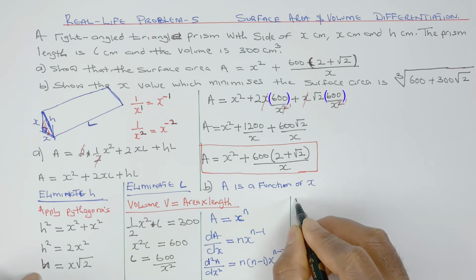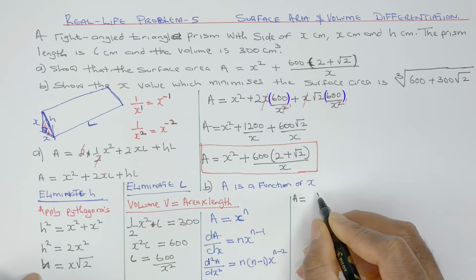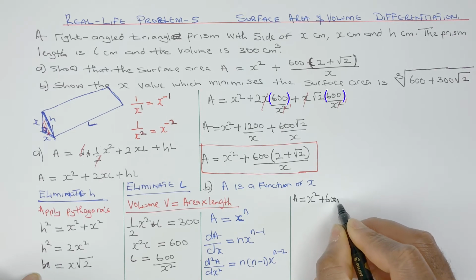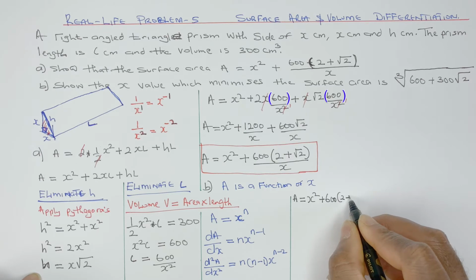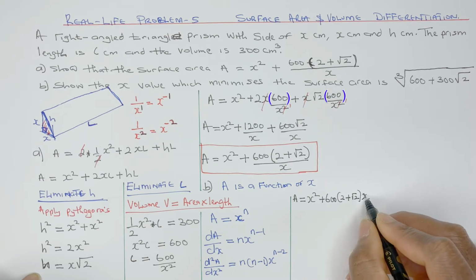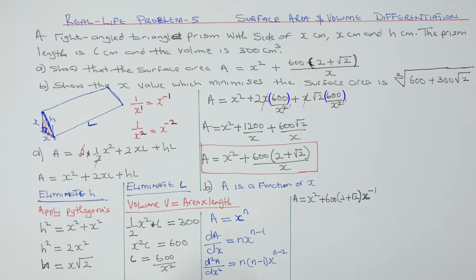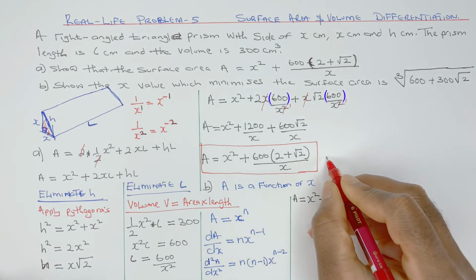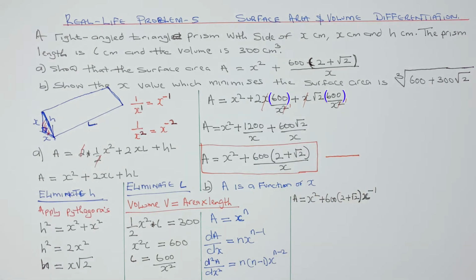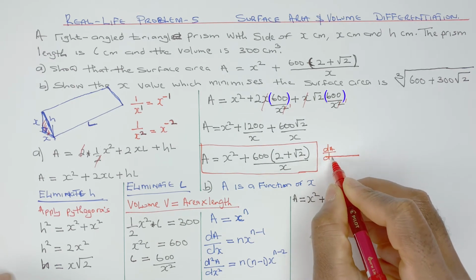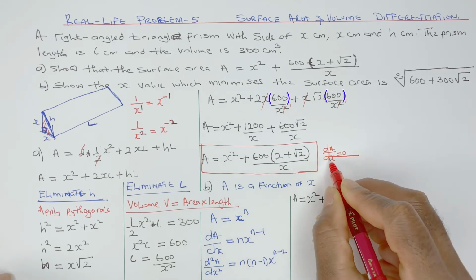So then we can write A equals x squared plus 600 open bracket 2 plus root 2 close bracket times x to the power minus 1. Now we can apply the derivative here. The reason why we're applying the derivative is that when we differentiate and then set the derivative to 0, that means that dA/dx will be equal to 0 here. That's why it's horizontal.